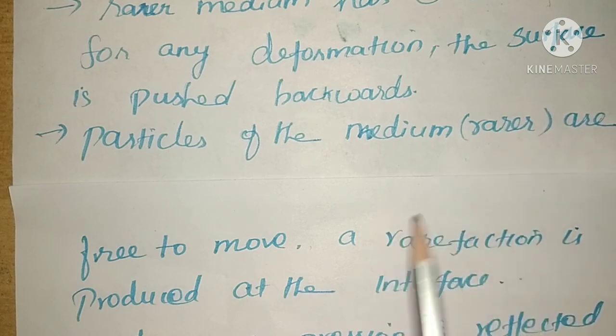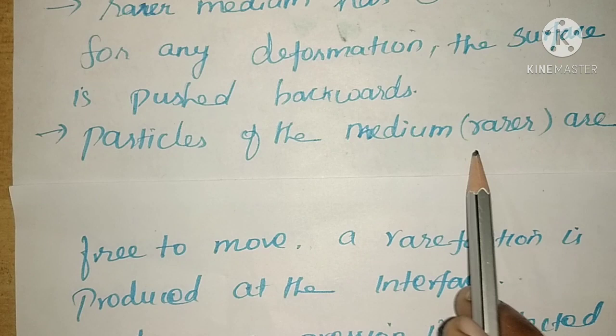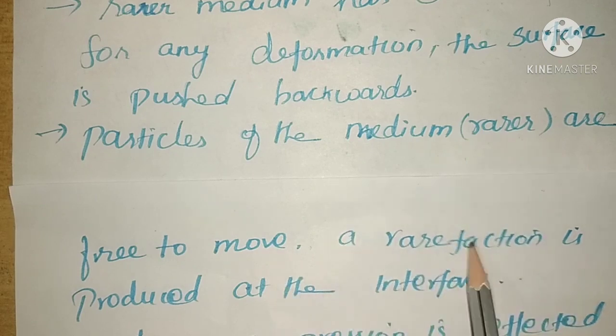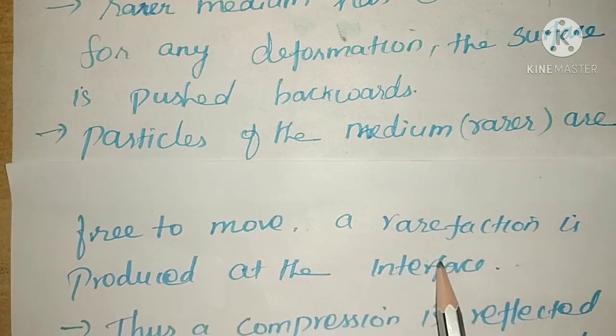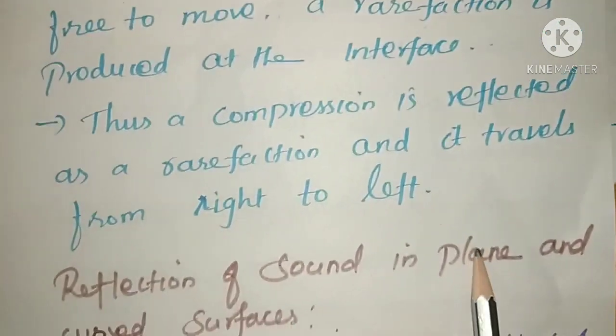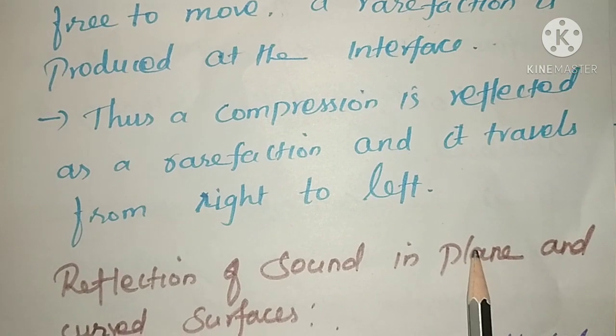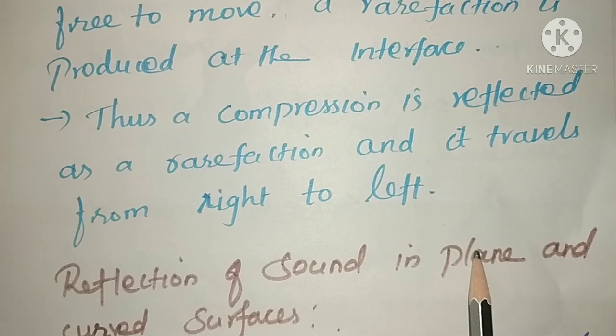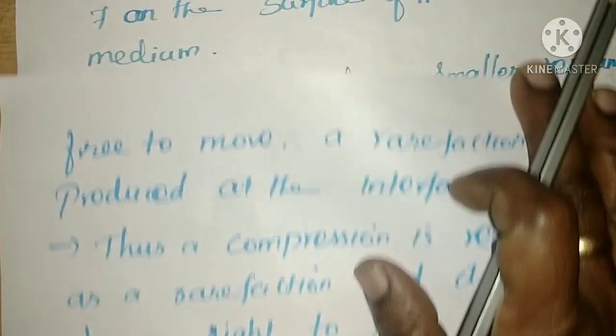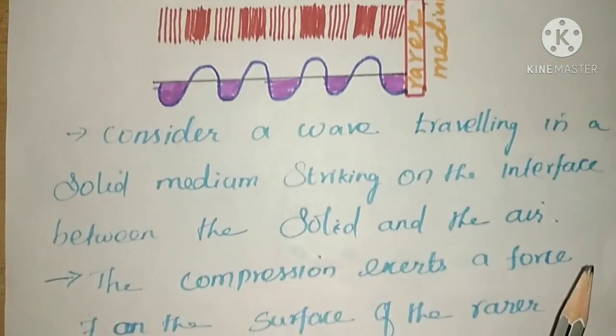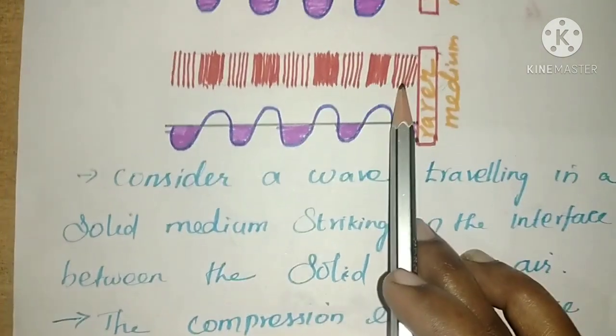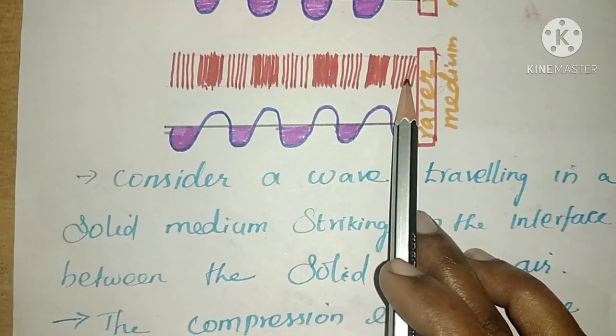The particles of the medium are free to move, so the rarefaction is produced at the interface. Again this rarefaction is produced at the interface. So the compression is reflected as a rarefaction, and it travels from right to left. So what is produced nearer to the interface? Yes, rarefaction is produced, that is a low pressure region, isn't it?